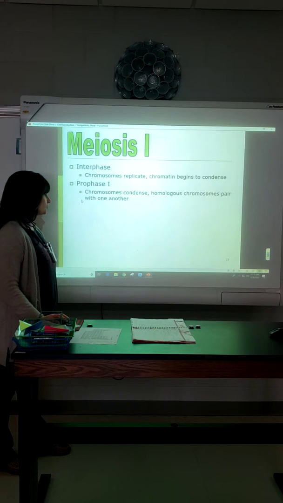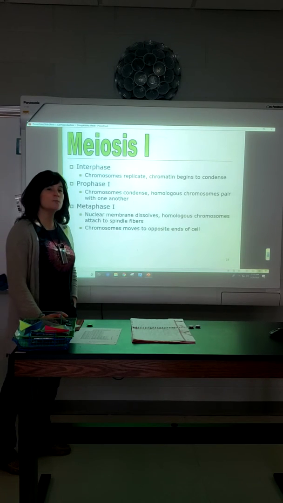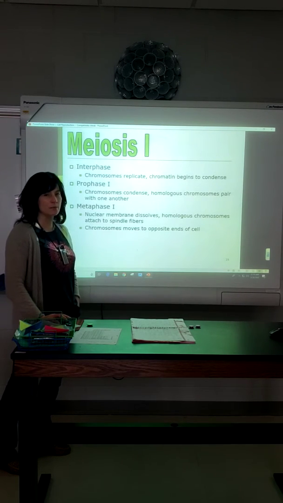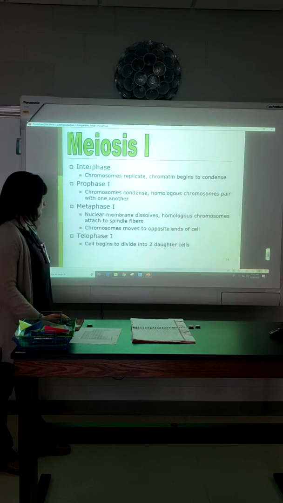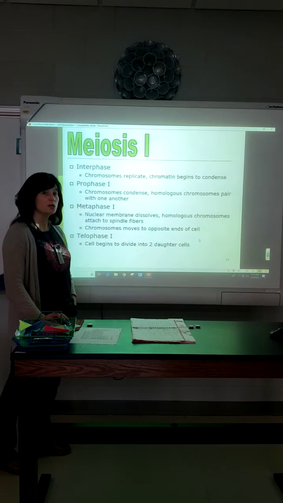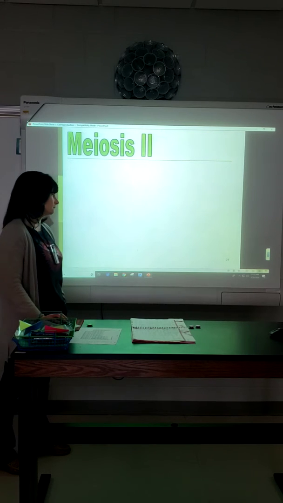And so during prophase 1, the chromosomes will condense. The homologous chromosome pairs up with one another. Okay, so during metaphase, the nuclear membrane starts to dissolve. The homologous chromosomes attach to the spindle fibers, and the chromosomes move to the opposite ends of the cell. So basically, the same thing that happens during mitosis happens during meiosis 1. And then telophase 1, the cell begins to divide into 2 daughter cells. So far, exactly like the process of mitosis cell division.